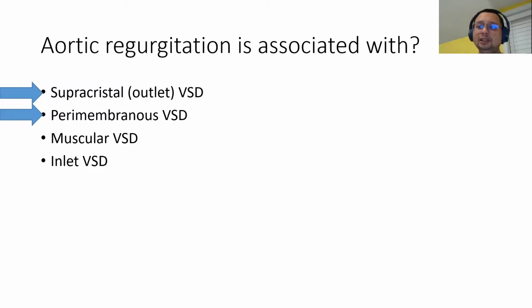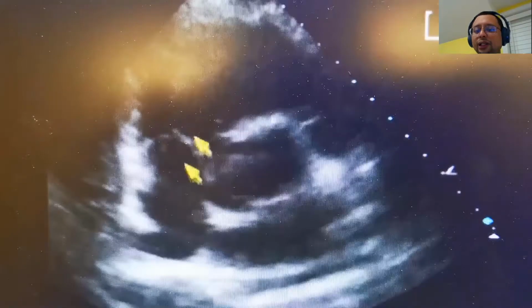How do we remember this? We remember because both of these defects are adjacent to the right coronary cusp. So there is a risk of that right coronary cusp prolapsing into the ventricular septal defect, causing aortic regurgitation.